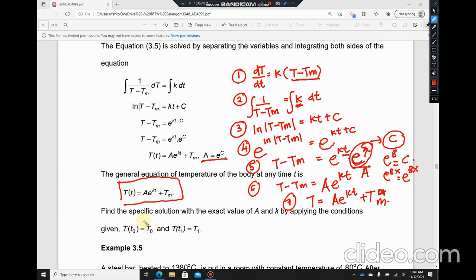Okay, then find the specific solution with the exact value of A and k by applying the conditions given, T(0) = T0 and T(1) = T1. So, aim kita sama dekat sini. Kita nak cari nilai A and k. Kita nak cari nilai kat sini, A dengan k, and then kita akan gunakan, biasanya dia akan bagi dua information dalam soalan, and then you can solve it. Okay.